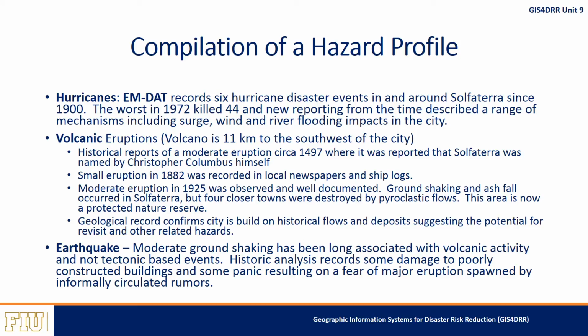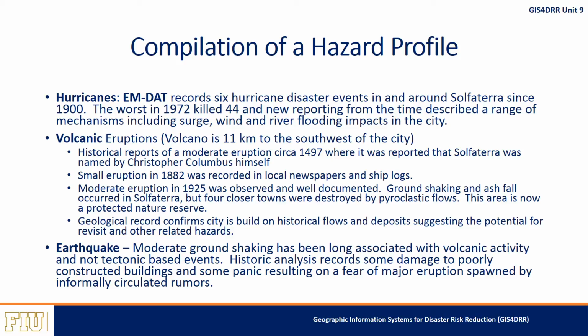So in compiling the hazard profile, we look at the MDAT database. And we find that there were 6 hurricane disasters in and around Solfatara since 1900. In 1972, 44 were killed, and news reporting from the same time described a range of mechanisms, including surge, wind, and river flooding impacts in the city. There's been some volcanic eruptions. Apparently, the island was named by Christopher Columbus himself, who in 1497 observed a small eruption. Another one was recorded in 1882. It was reported in local newspapers and ship logs.